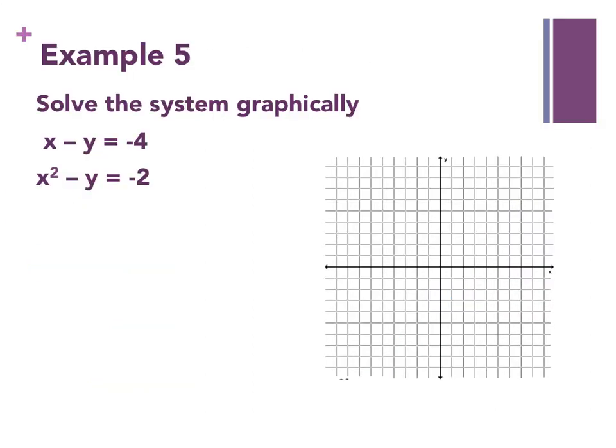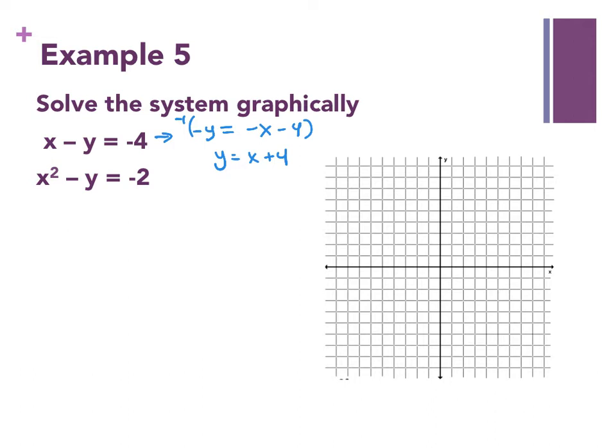All right, same set of instructions, solve the system graphically. What do we notice about this one? There's a parabola in this one. Good. So I want to graph the first one, still solve for y. So I'd get negative y equals negative x minus 4, multiply or divide everything by negative 1. And I get y equals x plus 4.